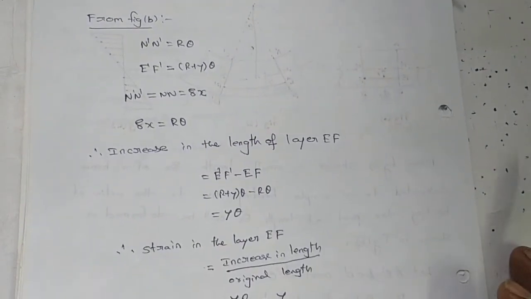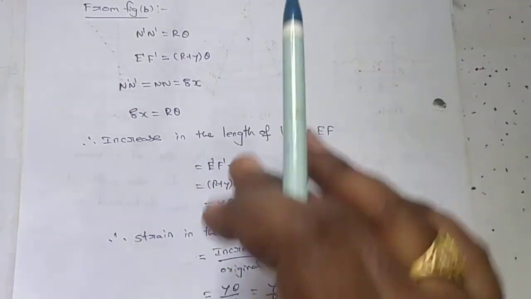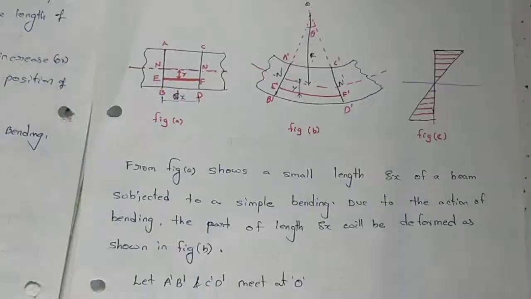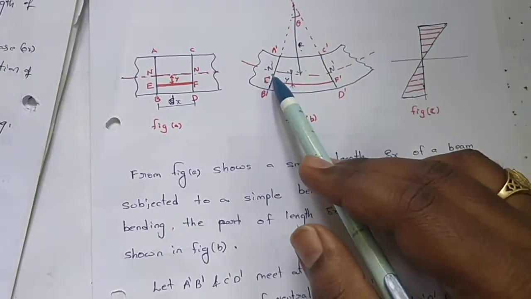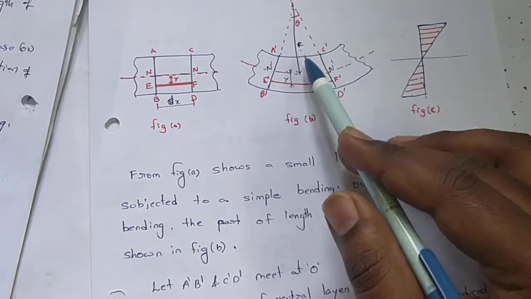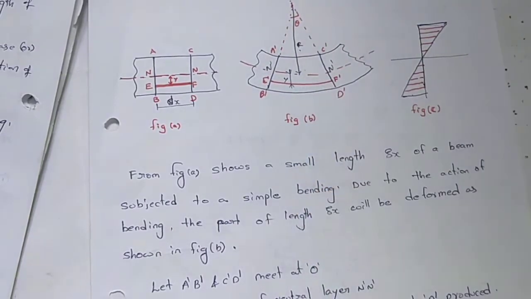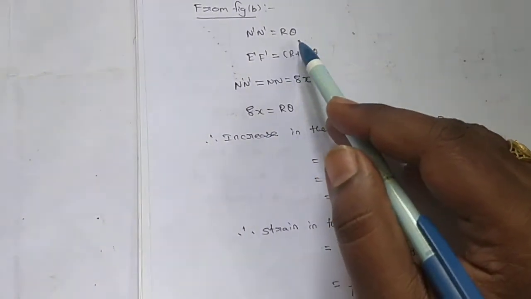Next, from figure B, N dash is equal to R theta. Observe in this diagram, the length N dash of the beam can be written as radius into angle. Radius is R and angle is theta. The length of N dash can be written as R theta.